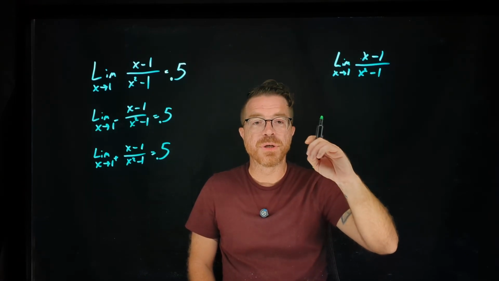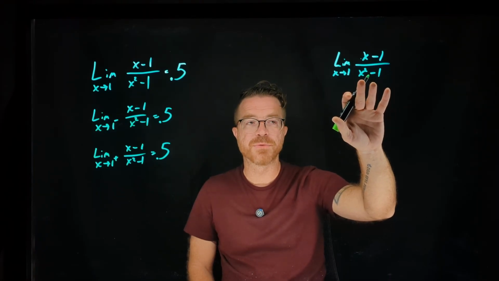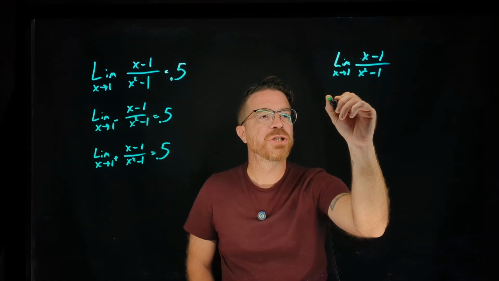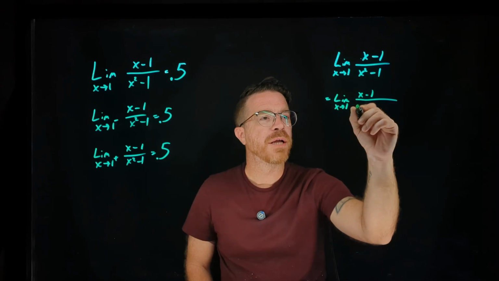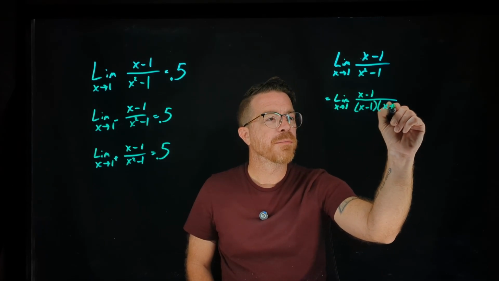So now what we're going to do is first split this into its separate components, right? We have x squared minus 1. So what we can do is change this to x minus 1 over, and the square of this would be x minus 1, x plus 1.